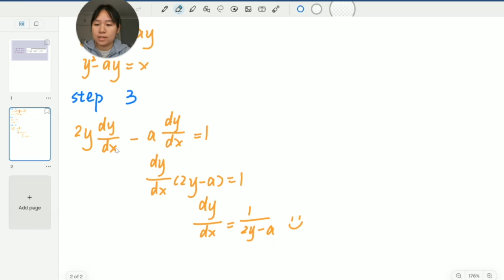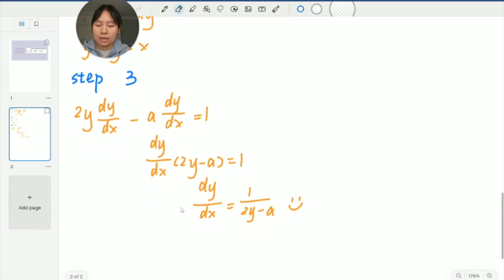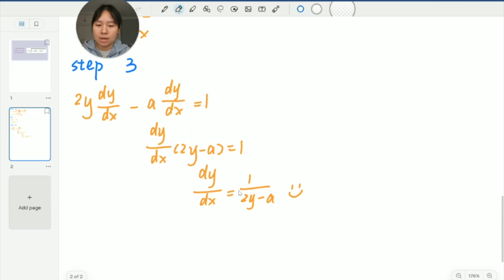So by taking dy over dx outside of the bracket and factorizing 2y minus a, we'll have dy over dx equals 1 over 2y minus a as our final answer.